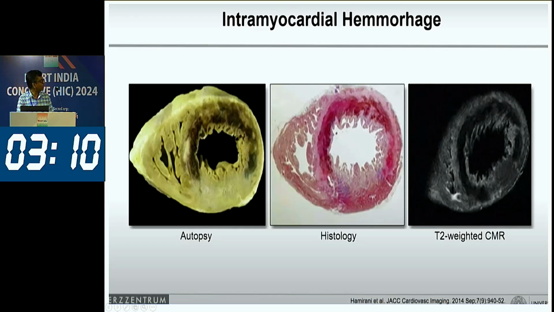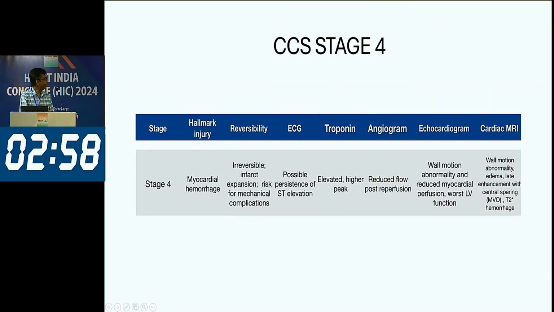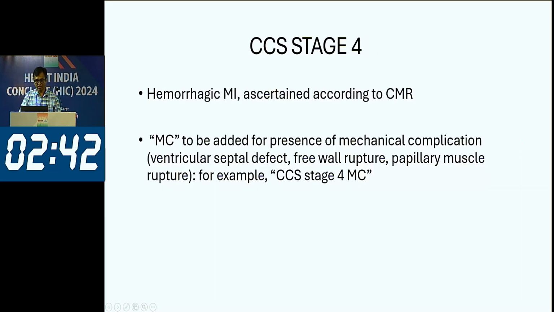What happens later on is fatty degeneration of cardiac tissue that is driven by macrophage activation, lipid peroxidation, and foam cell or ceroid production. There is no modality which identifies this stage except MRI, and with the help of MRI you can pick up the actual damage. This is one stage above stage 3. So this is hemorrhagic MI. This can be ascertained by CMR, and most of these patients also have mechanical complications.